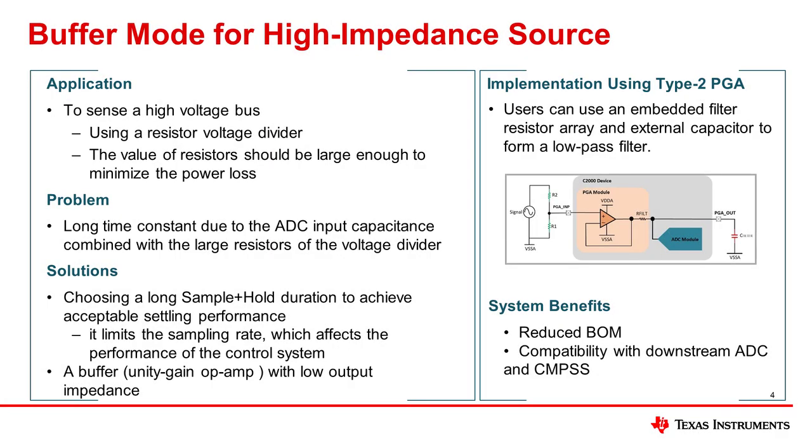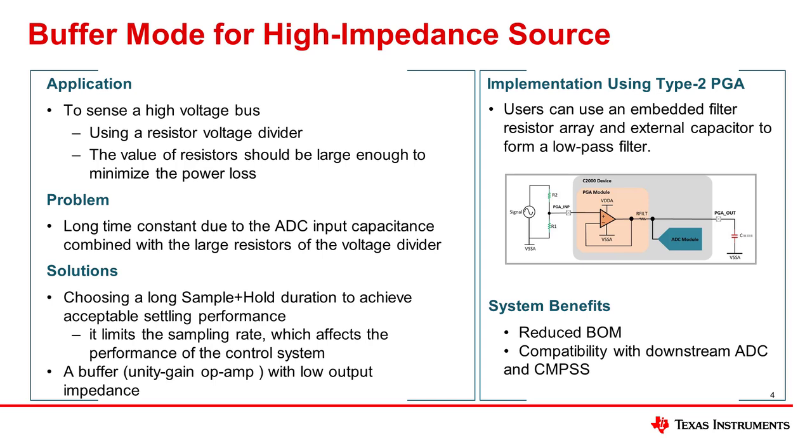In an electronic system, signal sources differ in their ability to drive the capacitive sample and hold circuit of an ADC. For example, to sense a high voltage signal, using a resistor voltage divider is inevitable. To minimize the power loss, the value of the resistor should be high enough. However, the combination of the high value resistor and input capacitance of the ADC circuit makes it difficult to select a sample and hold duration that is long enough for this circuit to achieve acceptable settling performance.